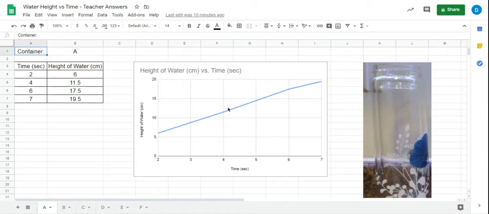In this video, we're going to take a look at our data that we collected in our previous video. We're going to organize it in tables, look at the graph, and talk about how the graph relates to the shape of the container. First container we did was container A.